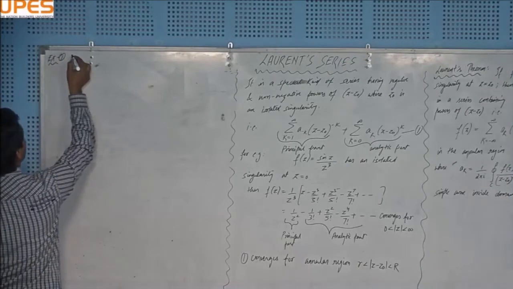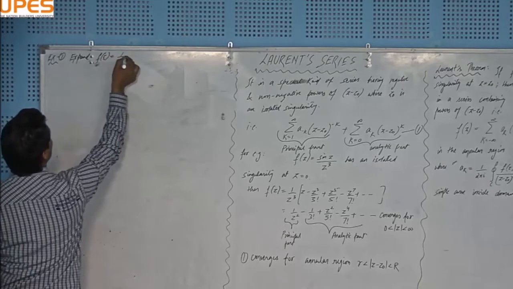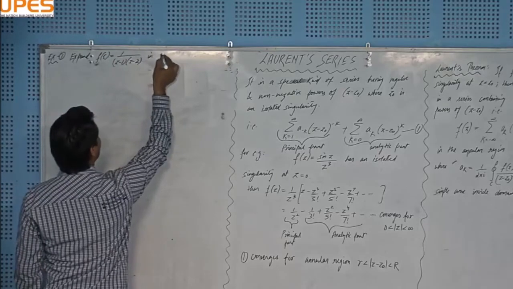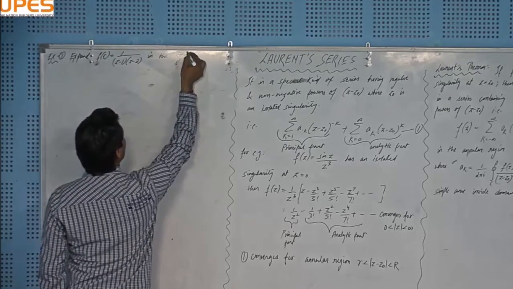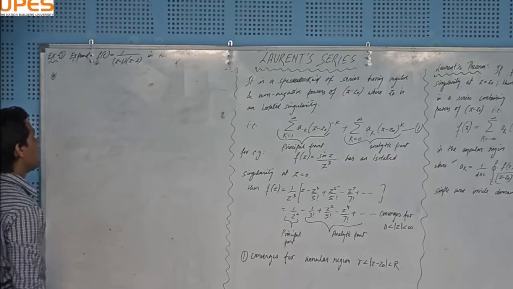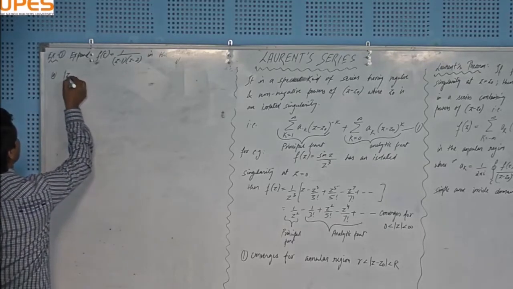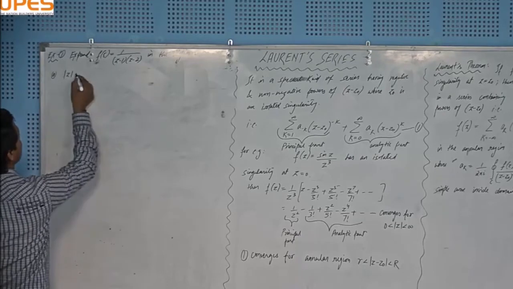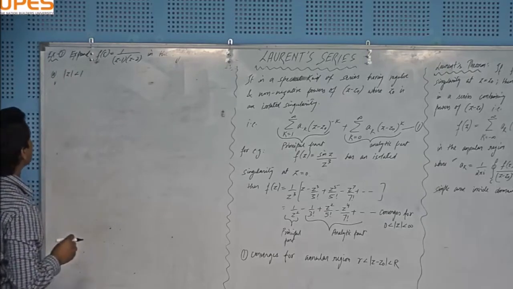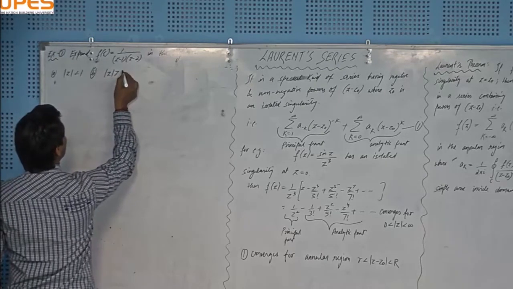So example number 1: expand f(z) equal to 1 over (z minus 1)(z minus 2) in the region. The first part: you can see that the singularities are 1 and 2. If I take center as 0, then mod z should be less than 1, and here 0 is allowed. Second is mod z greater than 2.